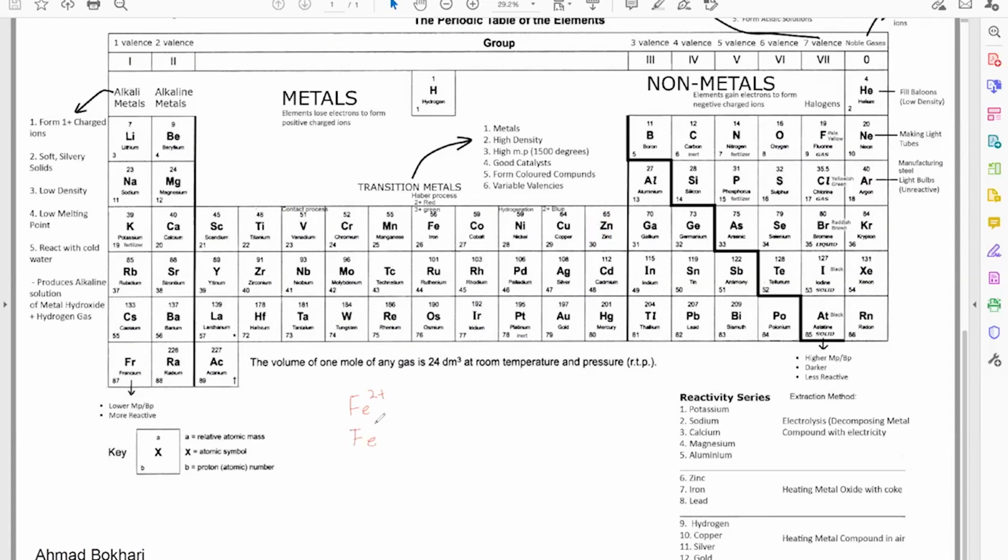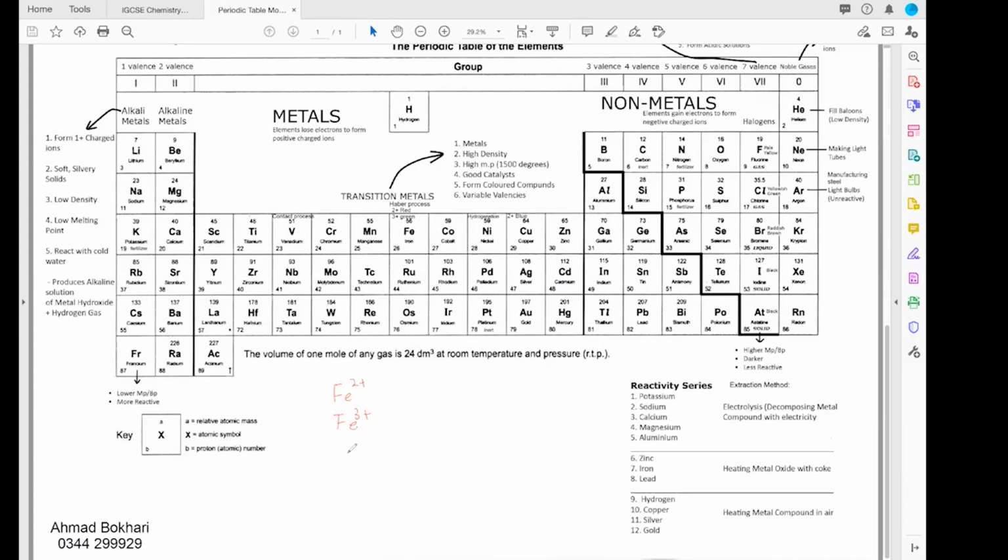I'm not writing it on a permanent noteboard. This is iron 3. Then we have silver, which is positive 1. We have to remember about copper, which is positive 1, and copper positive 2. We have to remember about chromium, which is positive 3. Okay, and that's good enough.